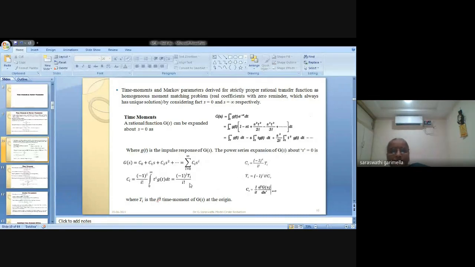Then Ci you can write like this also, Ci equals minus 1 to the power of i by i factorial times Ti. I repeated this here because I took it as a snapshot. If you take Ti, then this goes to the other side: Ti equals minus 1 to the power of i times i factorial times Ci, where Ci is 1 by i factorial times the ith derivative of G(s) with respect to s. Because you are differentiating with respect to s, you will get this.